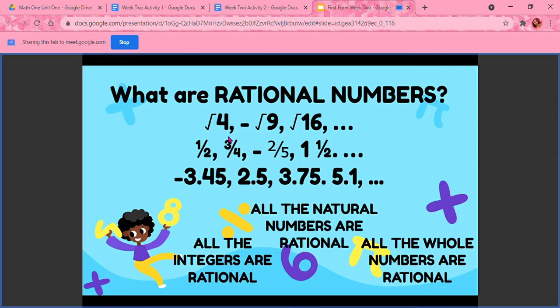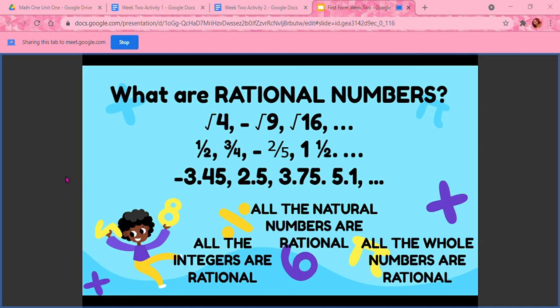When I say perfect square, it is because 2 times 2 gives me 4, 3 times 3 gives me 9, 4 times 4 gives me 16, 5 times 5 gives me 25, 11 times 11 gives me 121. So when we're talking about whether I can write a number as a fraction or not, you have to know your times table very carefully, so that you can see the root of 4 is 2, because I know that 2 times 2 is 4.